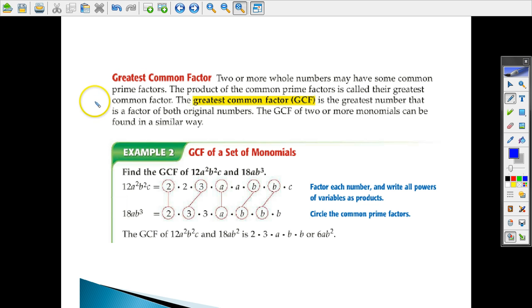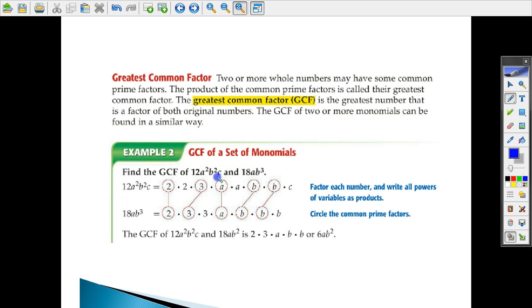All right, welcome back. Greatest common factor. 2 or more whole numbers may have some common prime factors. The product of the common prime factors is called their greatest common factor. And we are familiar with GCF, greatest common factor. This is the greatest number that is a factor of both original numbers. The GCF of 2 or more monomials can be found in a similar way.